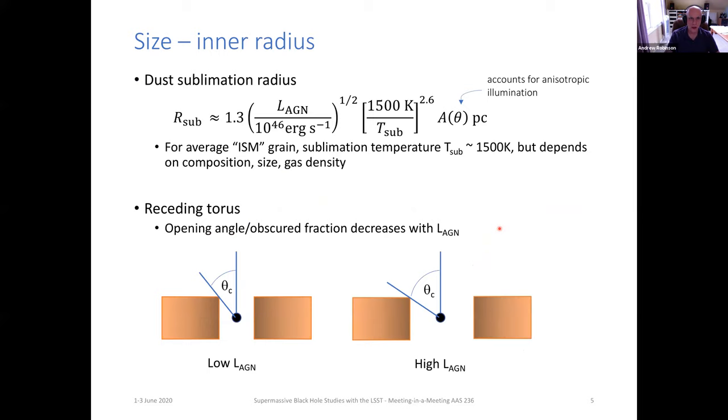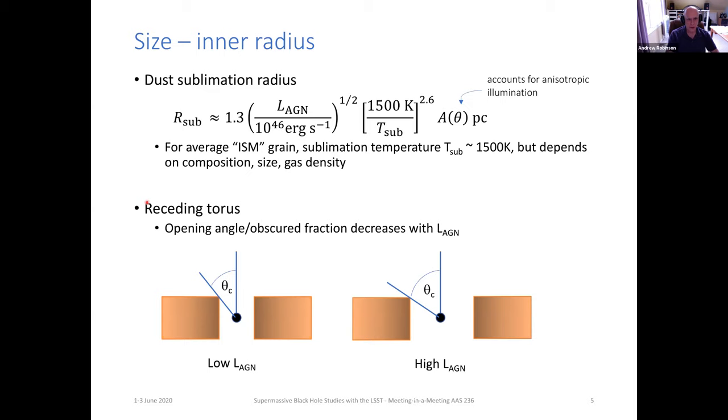So the size scale of the torus is set by the dust sublimation radius, that is the radius at which the dust temperature is high enough that it is destroyed by sublimation, dust grains exposed to the UV optical radiation field. And the expression that I'm showing here is for an average interstellar medium grain mixture, but it should be noted that the dust sublimation temperature actually depends on the dust grain composition, grain size, and gas density. It scales with the square root of the AGN luminosity, and in general, you'd also expect the sublimation radius to be a function of polar angle because the dust is illuminated anisotropically by a thin accretion disk.